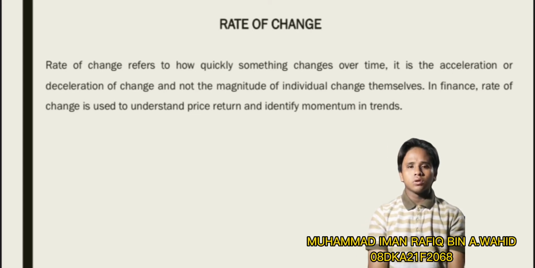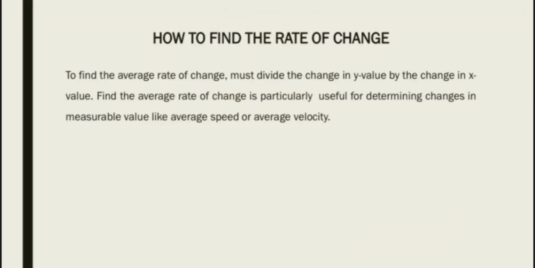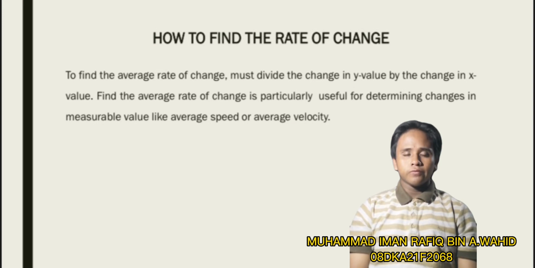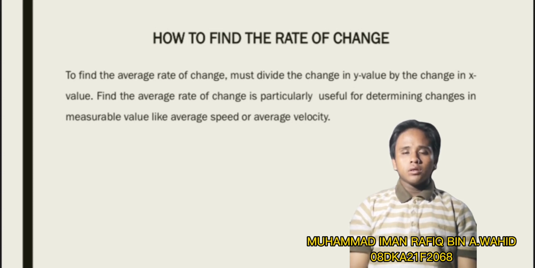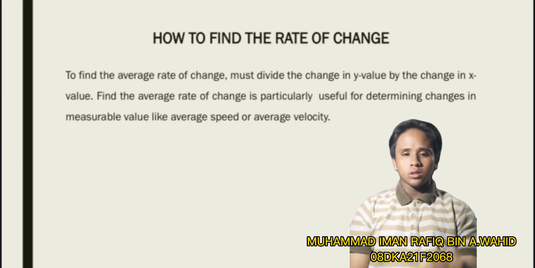Rate of change refers to how quickly something changes over time. It is the acceleration or deceleration of change and not the magnitude of individual changes themselves. In finance, rate of change is used to understand price and identify momentum in trends. How to find rate of change? To find the average rate of change, divide the change in y value by the change in x value. Finding the average rate of change is particularly useful for determining change in measurable values like average speed or average velocity.